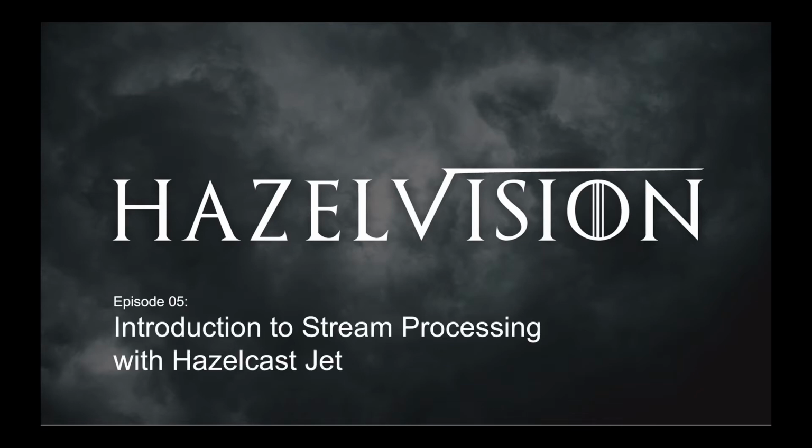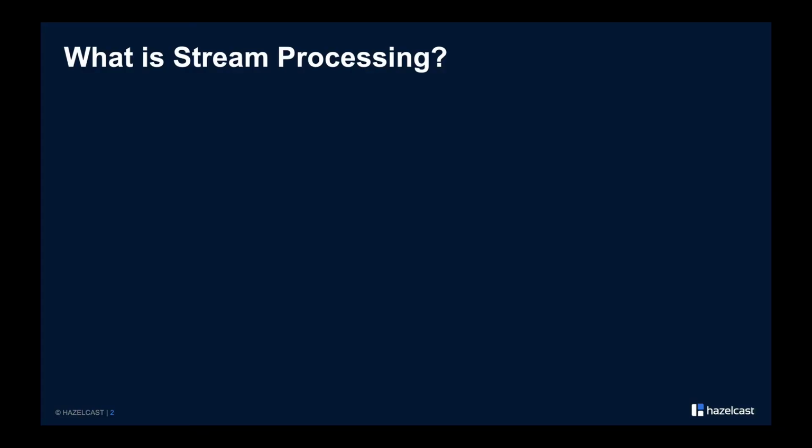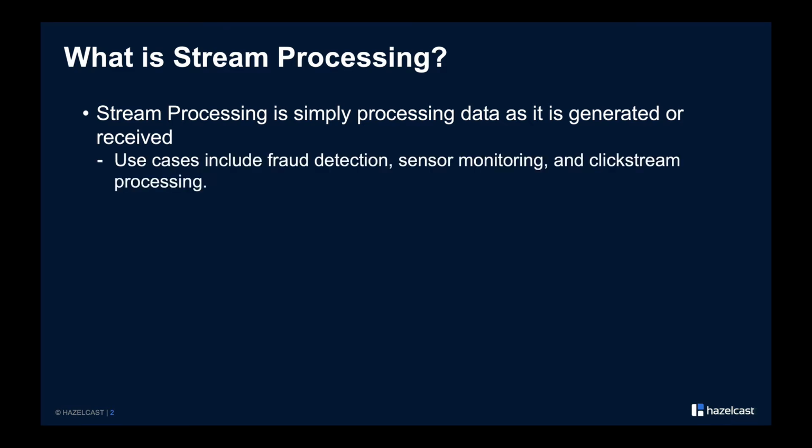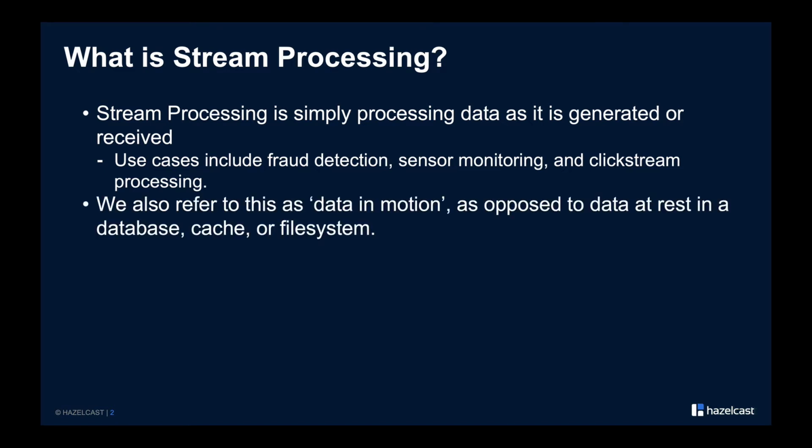This time, we're taking a look at Hazelcast Jet, our high-performance, low-latency batch and stream processing engine. So what do we mean by stream processing? Stream processing simply means processing data as it is produced or received. Some common use cases for stream processing include credit card fraud detection, monitoring, Internet of Things sensors, or website clickstream processing. Stream processing is all about data in motion.